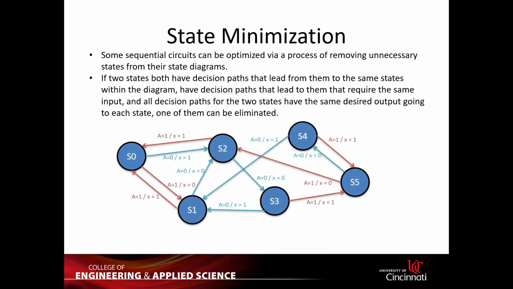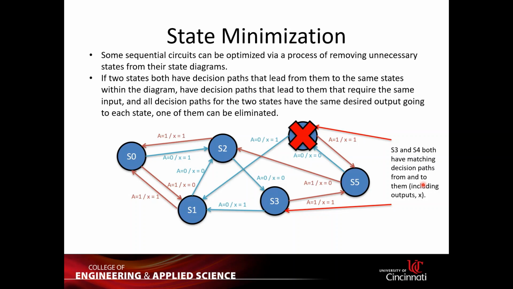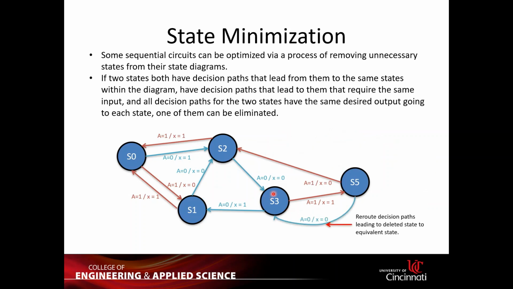So you can see, for example, in this map right here, S3 and S4 have matching decision paths, so you can eliminate one of them. S3 has decision paths going to S5 and S1, and this one is also going to S5 and S1. So you can eliminate this one and move the other link to here. So you don't need 6 states, you can minimize one of the states.